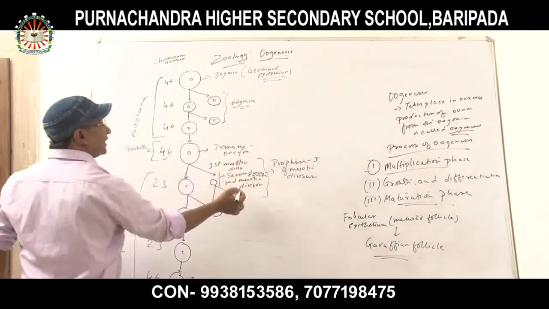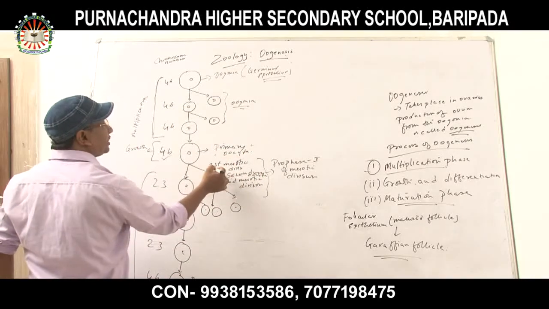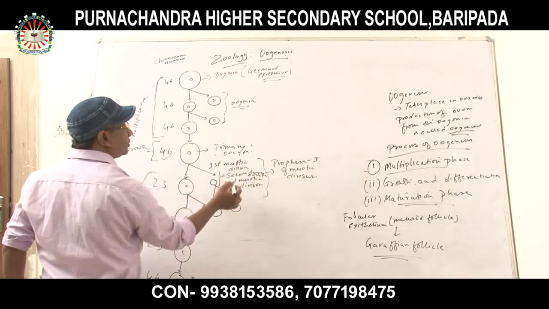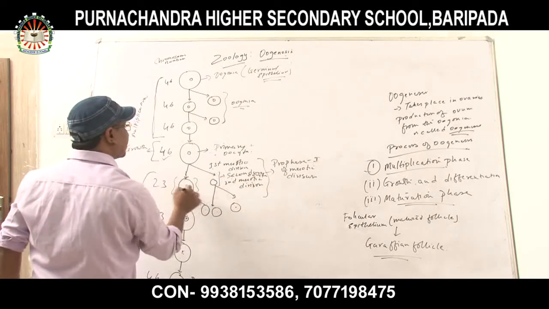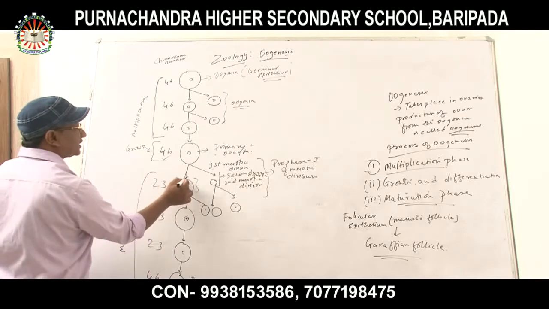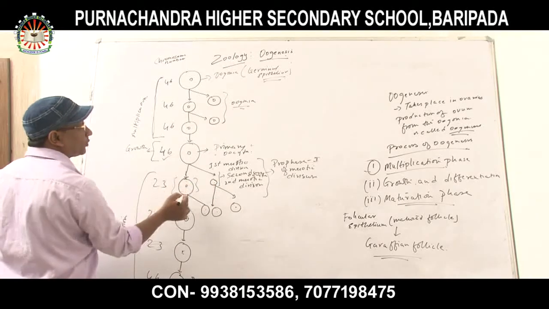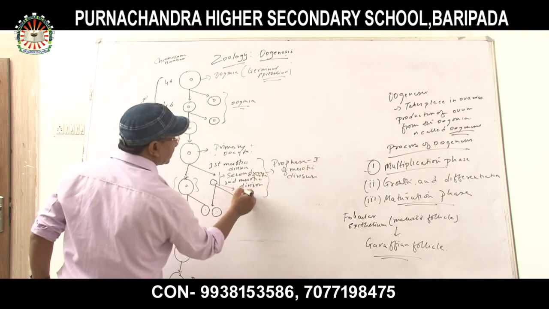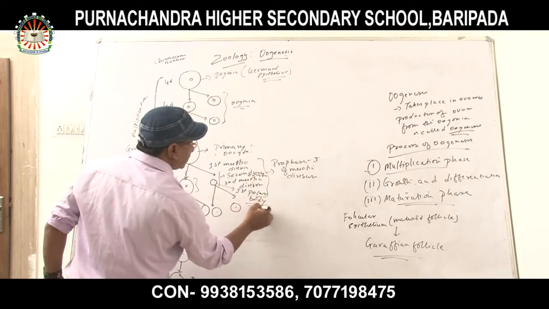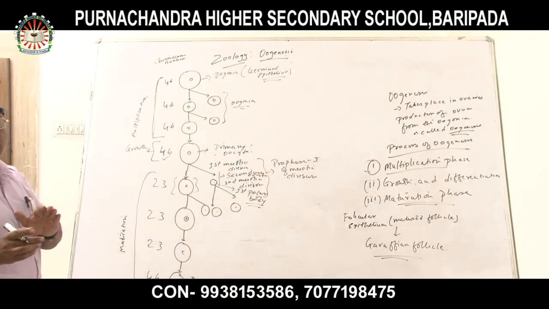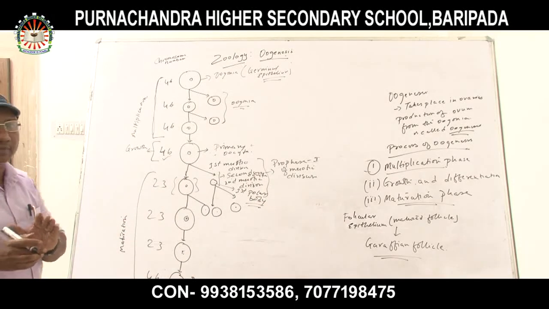The primary oocyte undergoing the first meiotic division produces the secondary oocyte, which is one functional ovum, and another one, the first polar body. What is the polar body? It is also a non-functional ovum.